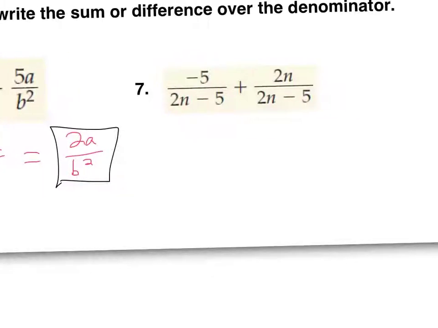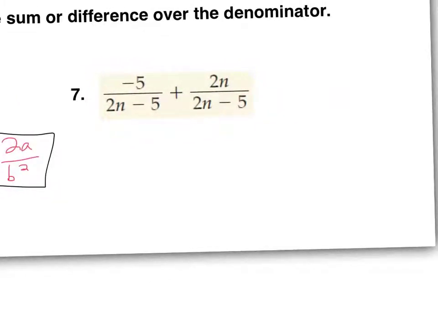Alright, let's look at number 7. It's an addition one. The adding ones are a lot easier, as you'll see when we turn to the next page, but let's go ahead and just combine these. They both have a denominator of 2n minus 5, so we'll just say negative 5 plus 2n. Usually when we have a constant term and a variable term together, we like to put the variable term first.